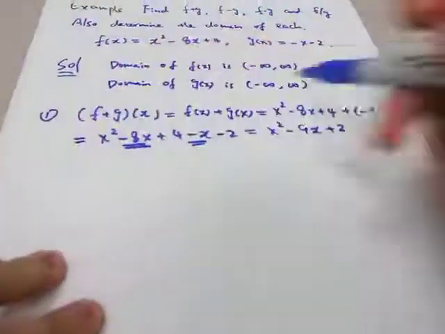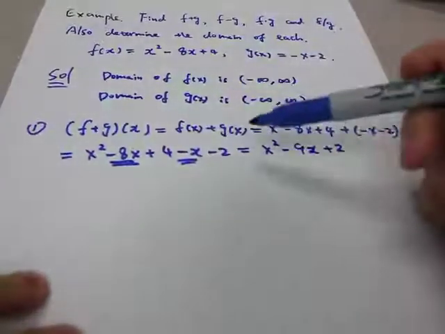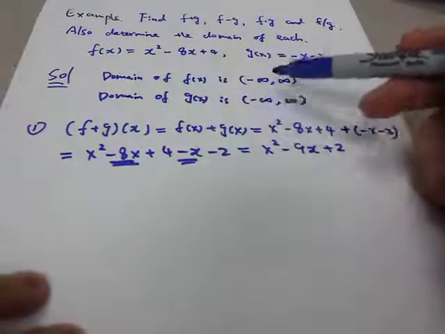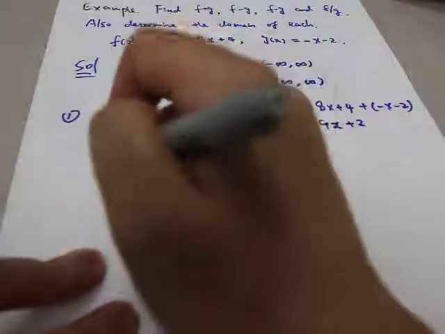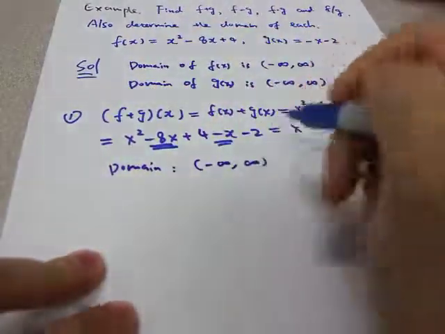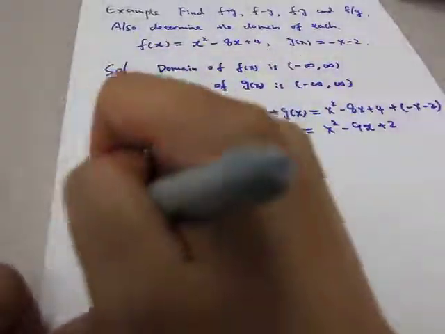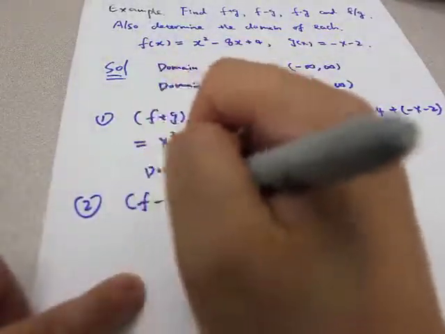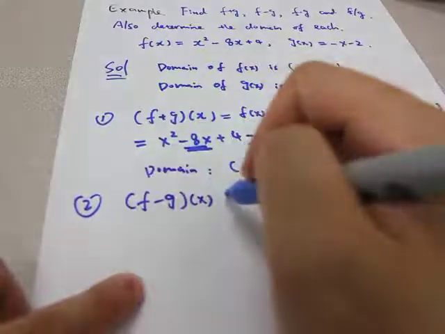And the domain is the intersection of these two, which will be itself. So the domain is every real number. Okay. Now let's take a look at the difference of these two functions.